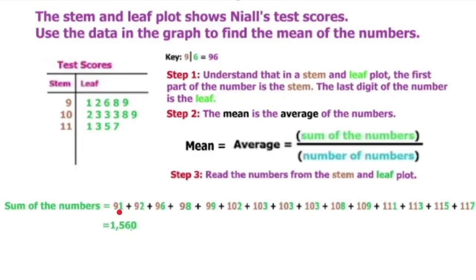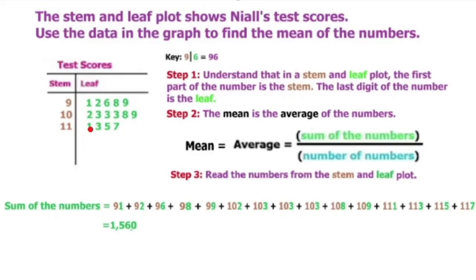The sum of the numbers, so 91, this is 91, 92, this is 92, then this is 96, this is 98, this is 99, okay? Then we go to the next one. 102, 103, 103, 103, 108, and 109. So we're up to here now. Now we're on the next level. So now it's 111, 113, 115, and then 117. So that's these ones here.